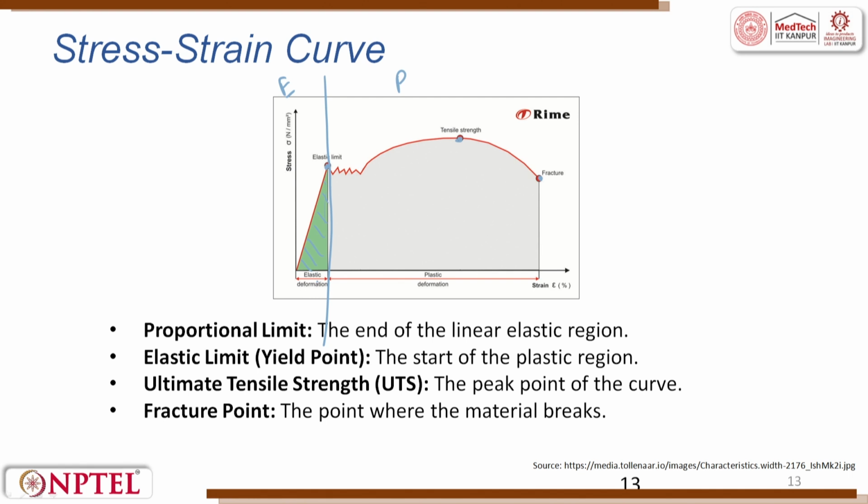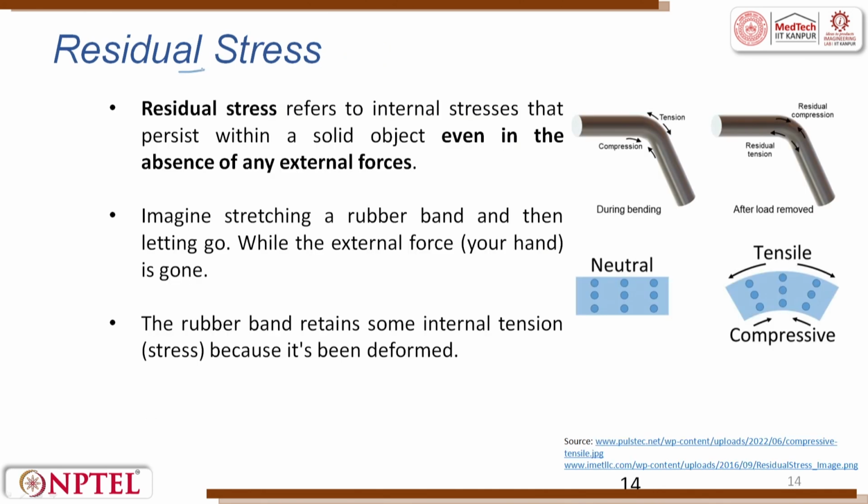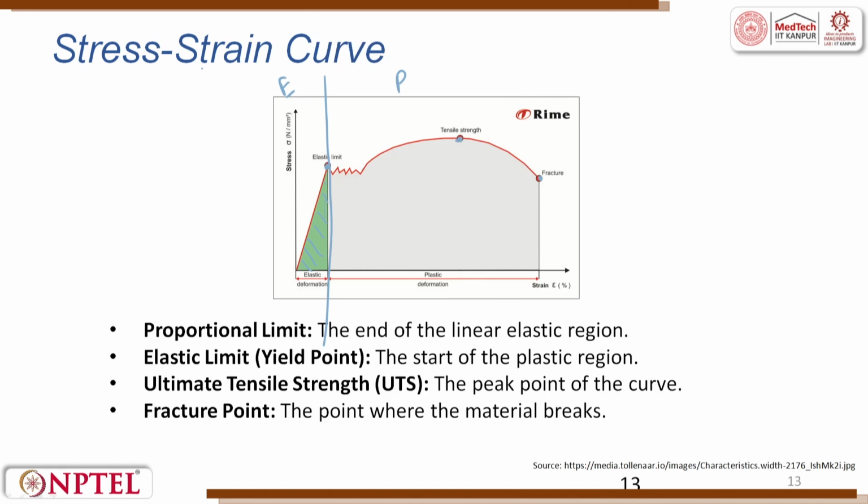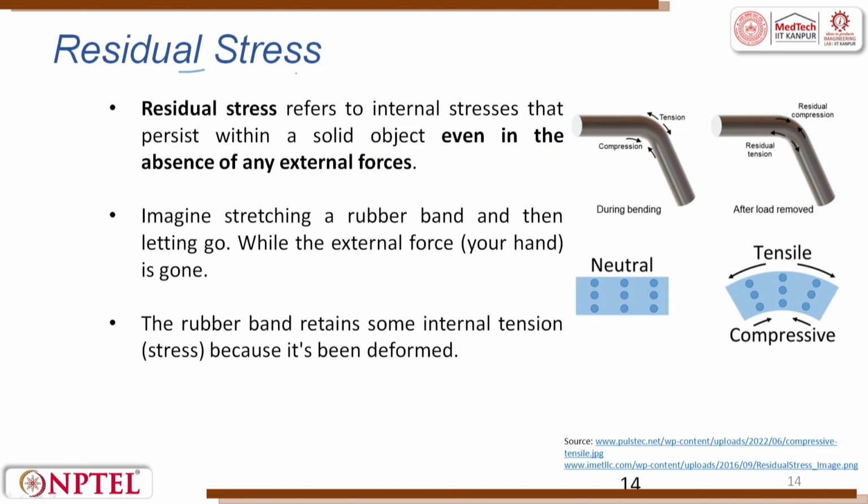This region is called the elastic region, this region is called the plastic region: elastic deformation, plastic deformation. This is called the elastic limit. By looking at the stress strain curve, we can try to figure out what the residual stress will be. For example, you go here and you remove it, or you go here and remove it. What happens to the material? To evaluate those things, we have to understand a topic called residual stress.